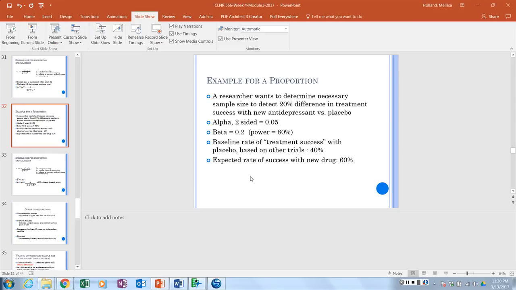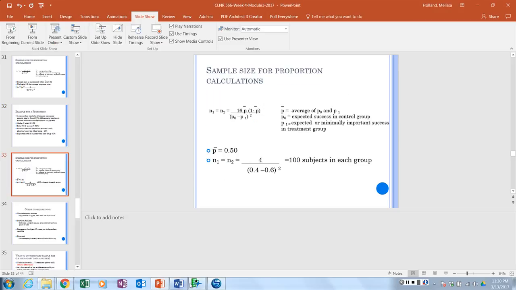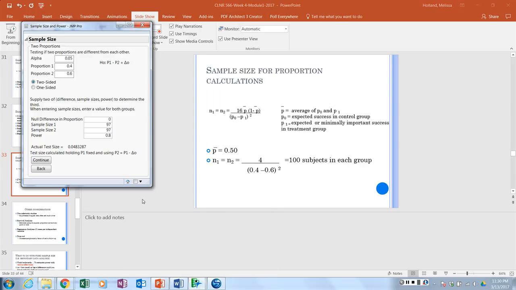All right, let me go back down here, compare it to what we have. And what you can see is that we need 97 per group with our proportions calculator. And this is very similar to what we calculated by hand as far as getting 100 subjects in each group. All right, and again, this is exactly what I'd like you to do for your homework, is do it by hand with the calculation, and then I want you to also do it with the sample size calculator.